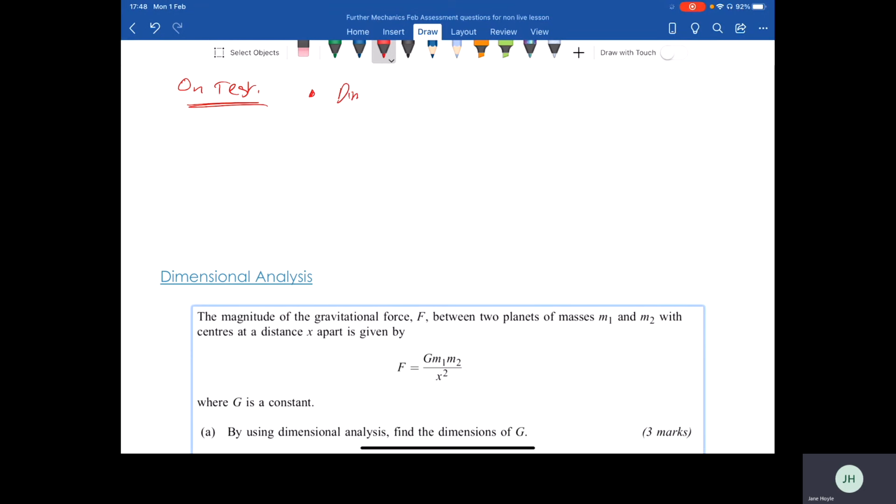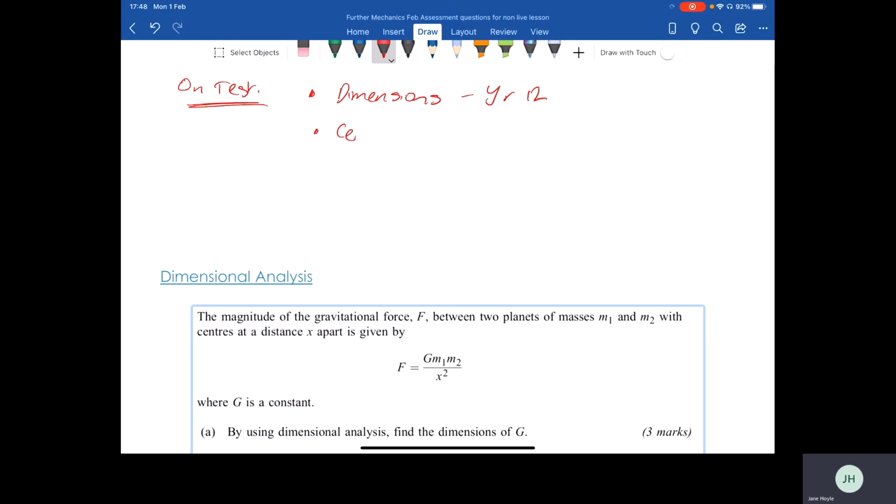So dimensions is definitely a Year 12 topic. Dimensions is Year 12, but I think that was maybe the very first thing that you did in Year 12. So you may just need a little bit of a reminder on that.